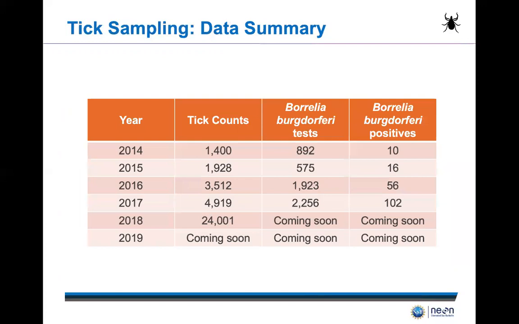So note that in most years we capture about 1,500 to 5,000 ticks. We test anywhere from 500 to 2,000 for given pathogens, in this case Borrelia burgdorferi, the pathogen that causes Lyme disease. And then we may get anywhere from 10 to 100 positives or so. So NEON really has a lot of data to offer in terms of hosts, vectors, and a growing pathogen data set that it's pretty exciting to see.